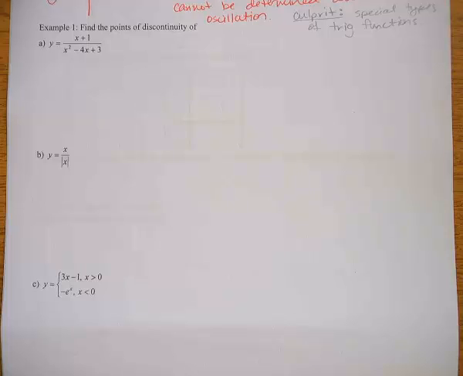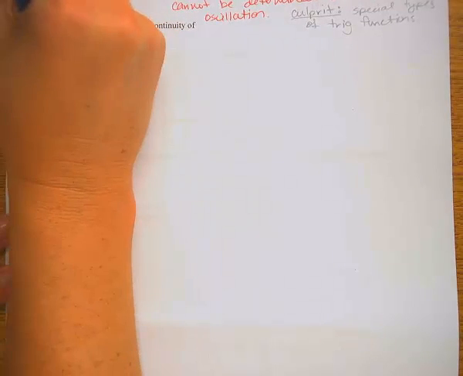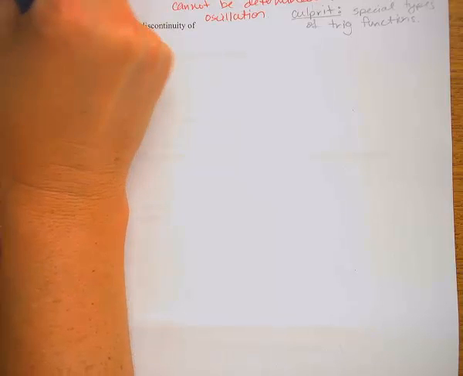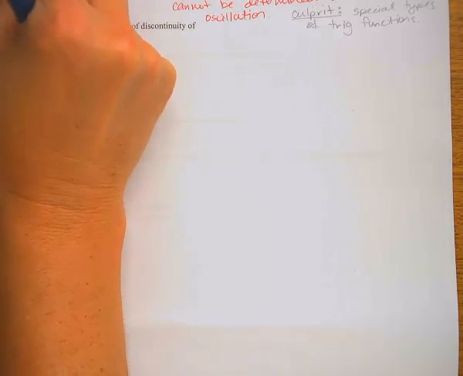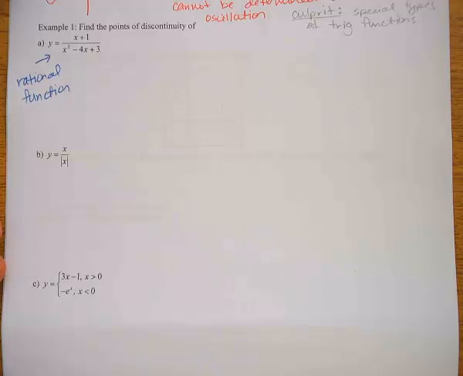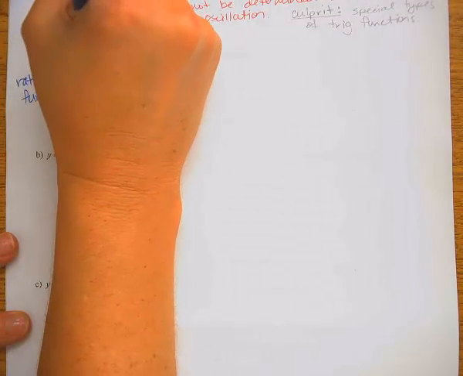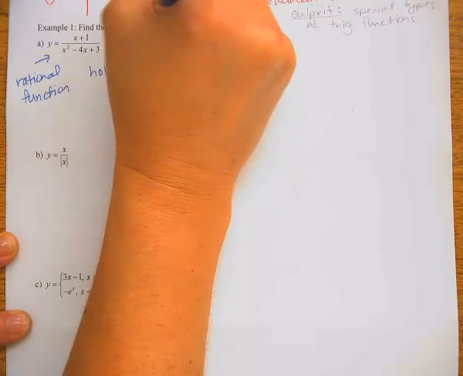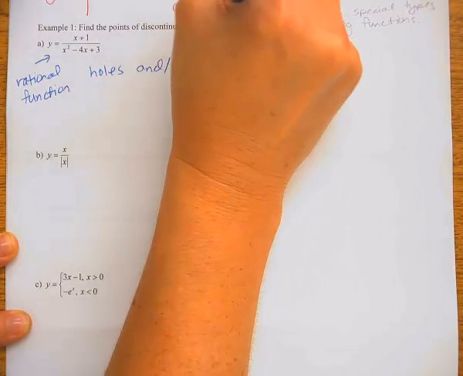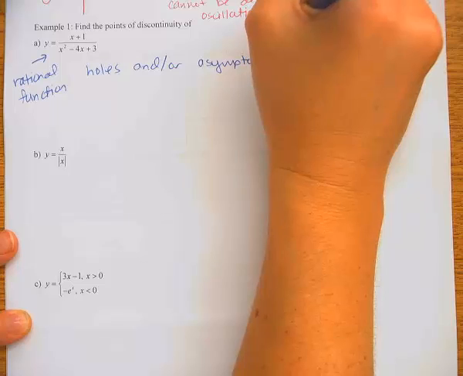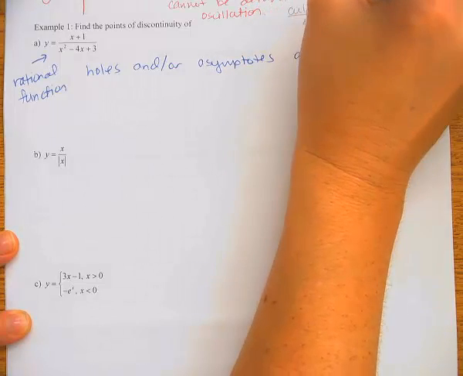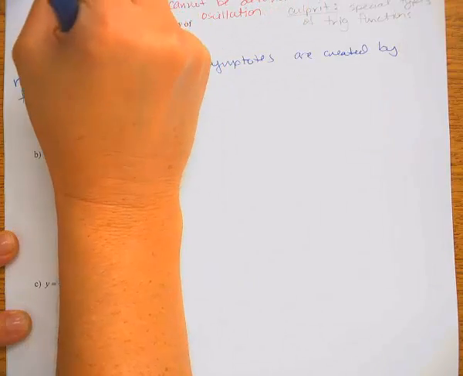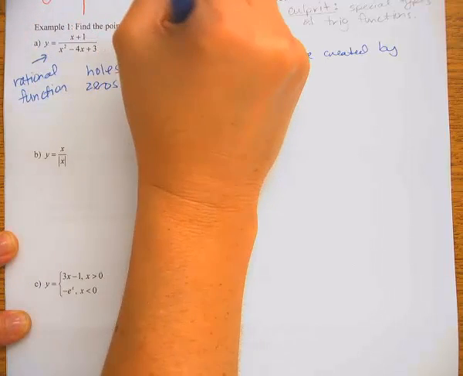So in example 1, our job is to find the points of discontinuity. So we want to see what kinds of equations we have. And I notice here with A, I have a rational function. And I know that rational functions are the culprits of holes and asymptotes. And holes and or asymptotes are created by zeros in the denominator. So that's what I'm going to be looking for.